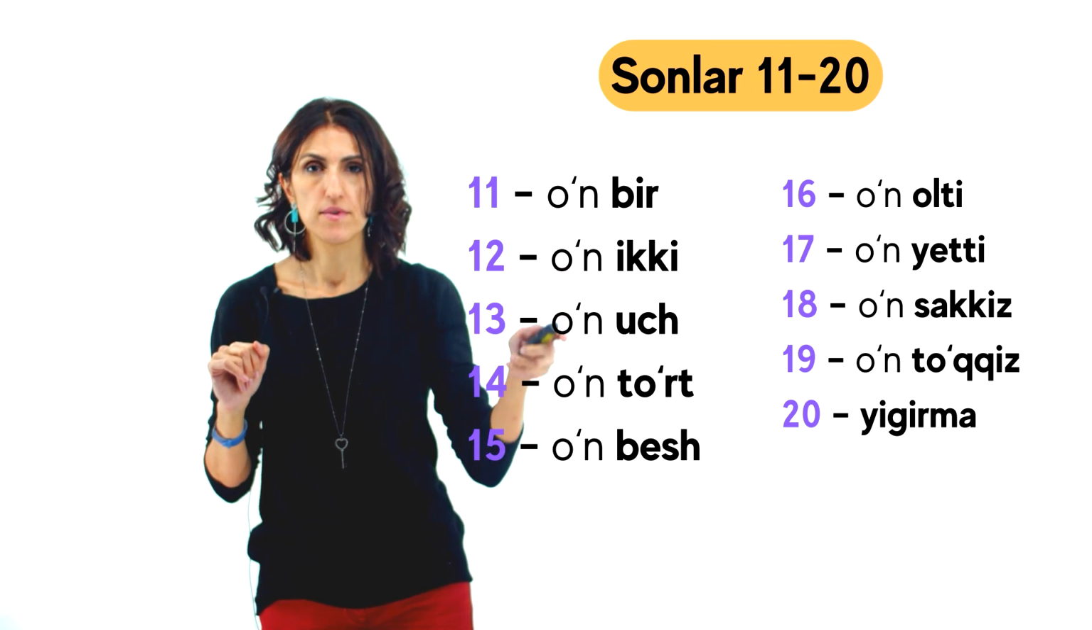So, you know that the first digit is 10. And how to say 10? On. So, on something. Now, let's find out what's this something. 1, 2, 3, 4, 5, 6, 7.